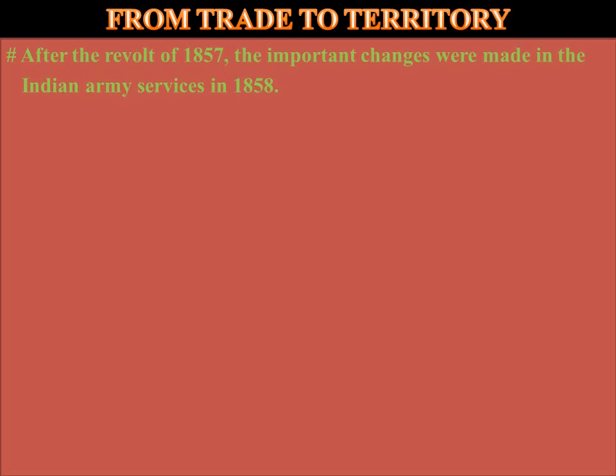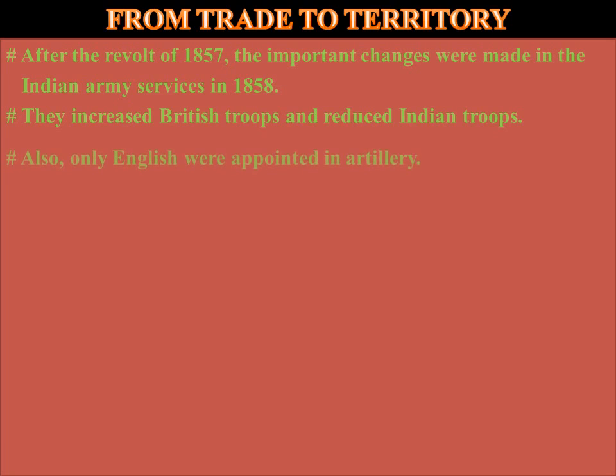In 1857, the strength of the army in India was 3,11,400, of whom 2,65,900 were Indians. Its officers were Britishers. After the revolt of 1857, important changes were made in the Indian army services in 1858. They increased the British troops and reduced the Indian troops. Also, only English were appointed in artillery.